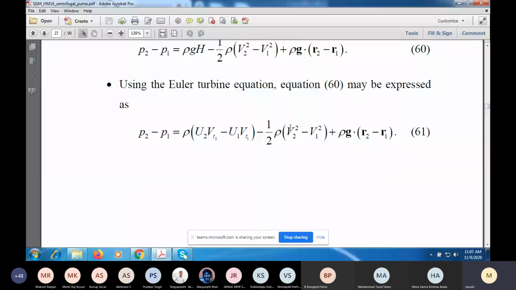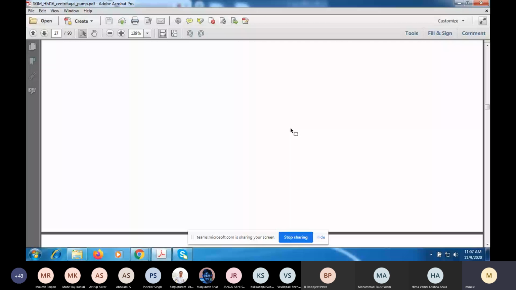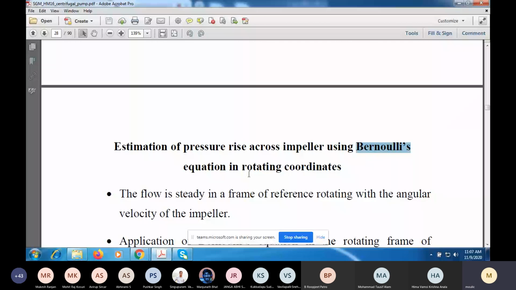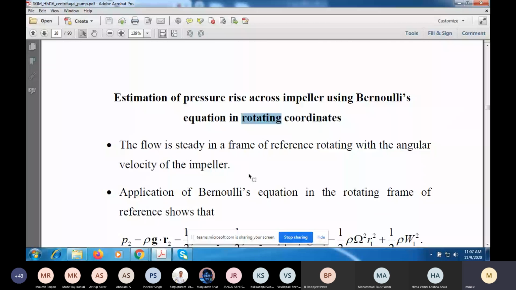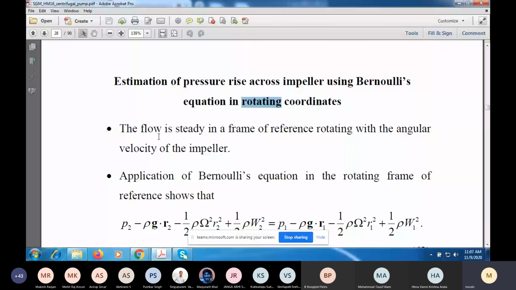Now another way to do it is to use Bernoulli's equation in rotating coordinates. So we have argued that the flow is steady in a frame of reference which is rotating with the angular velocity of the impeller.